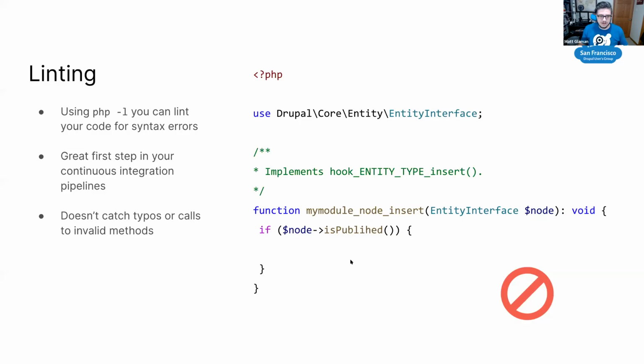You may see here that it says node is public, like we're missing the "ed", so it should be is published. With regular linting, you can do php -l and lint all of your code for syntax errors, which is great. That's the first error that you'll hit. It's a good first step for your integration, but it doesn't catch typos or calls to invalid methods. It just makes sure that PHP can compile your code, like if you hit the web server, compile the PHP script, and execute it. It doesn't know if there's going to be an error that's hit or not.